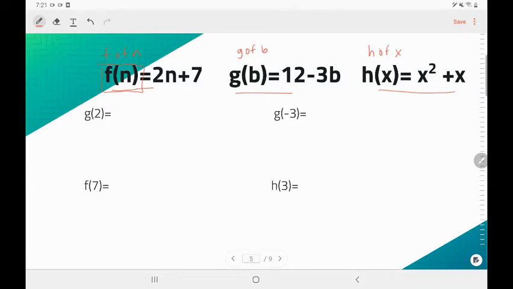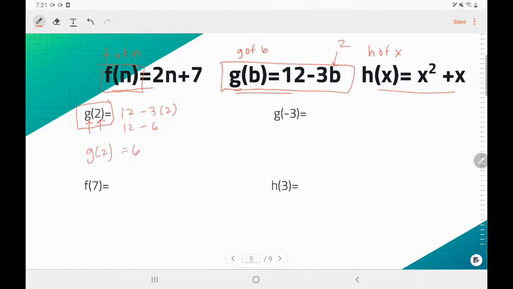All right. So when you look at a problem, the very first thing you do is identify what function we are looking at. So they named this function g. So automatically I'm going to look at function g before I input anything. I'm going to input a 2 into my function, and my input variable is a b. So in my rule, I'm going to input 2 into b. So 12 minus 3 times 2. Let's do the math really quick. 12 minus 6, and that equals 6. So my final answer would be g of 2 is equal to 6.